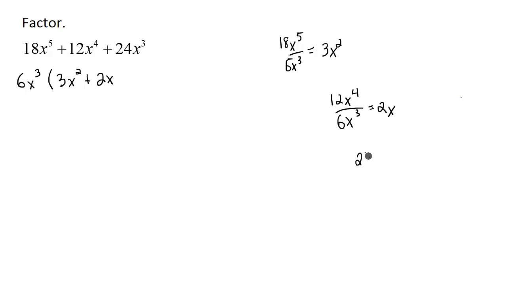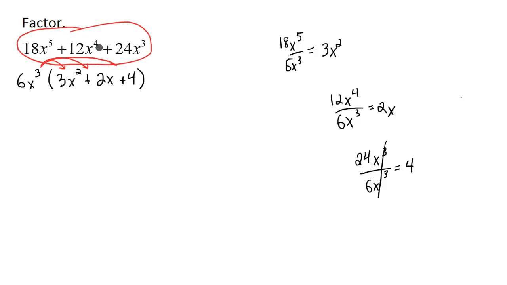And then 24x cubed divided by my greatest common factor of 6x to the third is going to be just a 4, because the x cubes cancel out. So I'm going to plug in plus 4 here. And that would be my final answer. If you want to check it, you could always distribute my greatest common factor with these three terms, multiply them all out, and it'll give you my original trinomial that we started with.